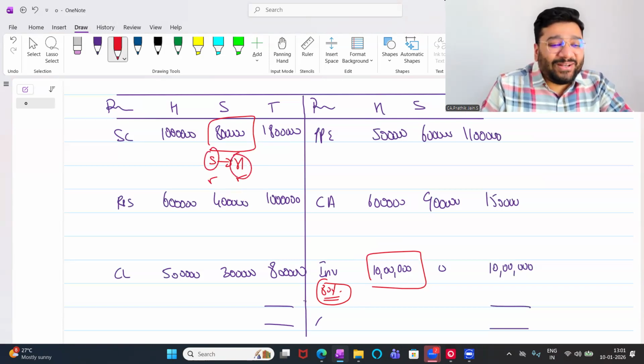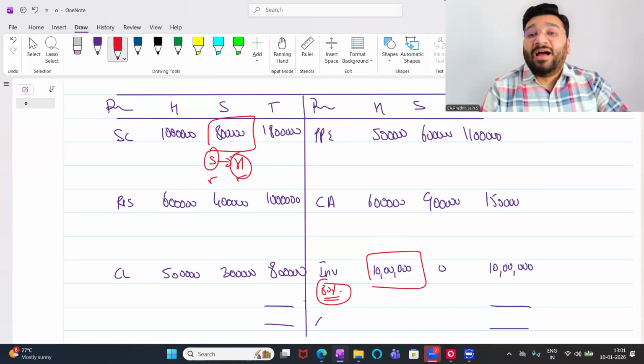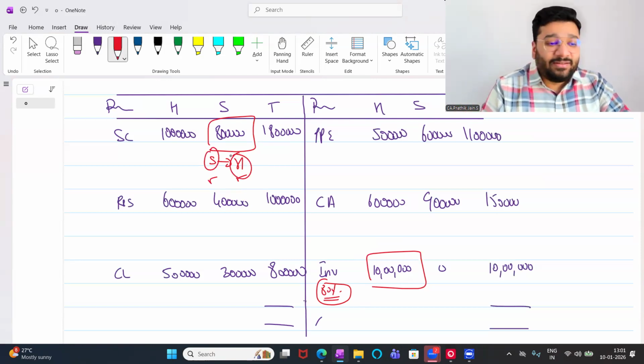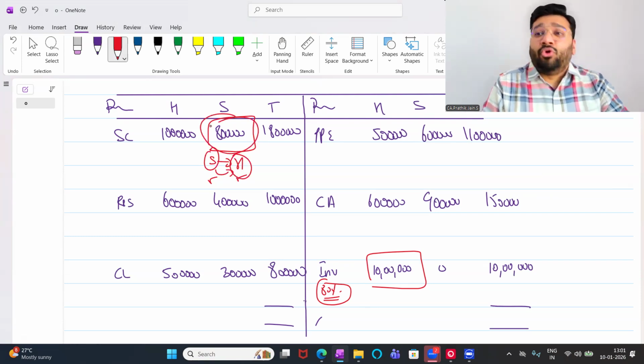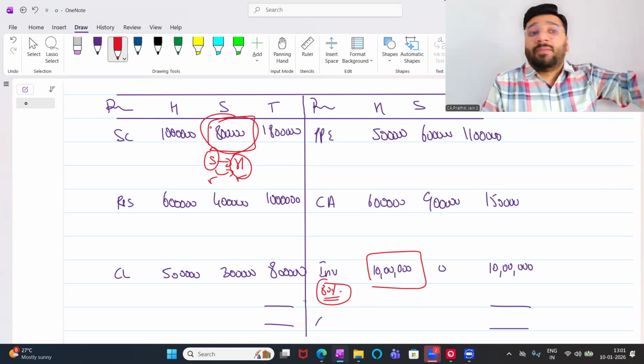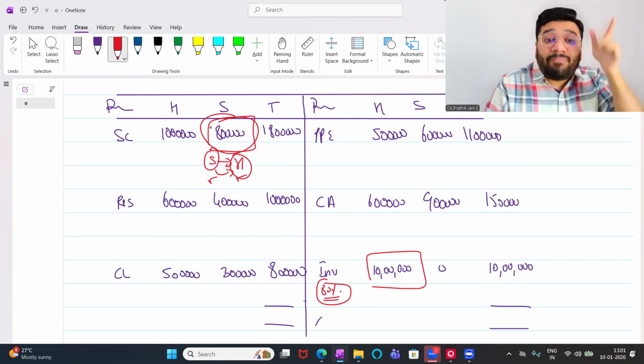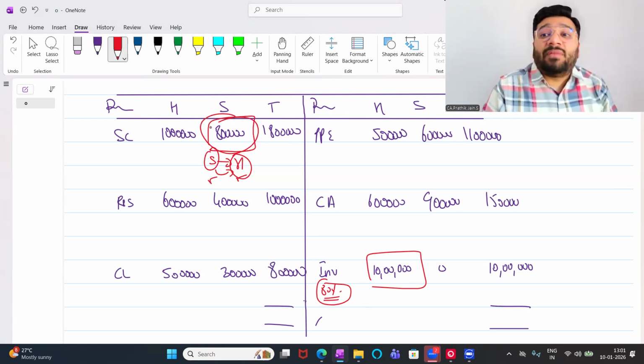Now S has to pay to H. This is before consolidation. After consolidation, after marriage, S has to pay to H. Will we really pay? No. So this liability, though was a real liability before consolidation, after consolidation, this liability has become dummy liability. So will I show dummy liability in my books of accounts? No.